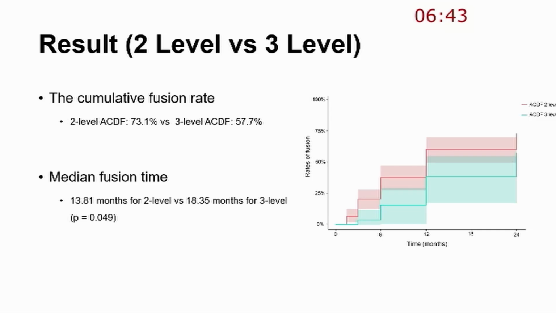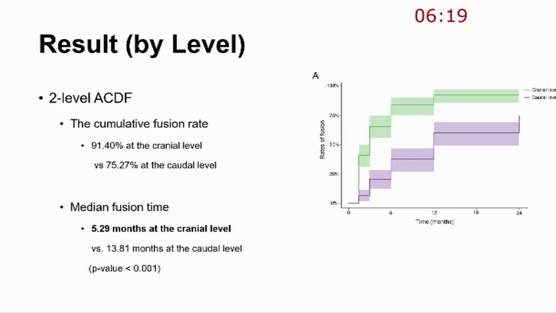In this result, you can see the cumulative fusion rate in 2-level ACDF was 73.1% versus 57.7% in 3-level ACDF. And median fusion time was longer in the 3-level: 18 months, and the 2-level is 13 months. In 2-level ACDF, the cumulative fusion rate at the cranial level is 91%, and at the caudal level is 75%. And median fusion time shows 5.29 months at the cranial level versus 13 months at the caudal level. A longer time is necessary at the caudal level.